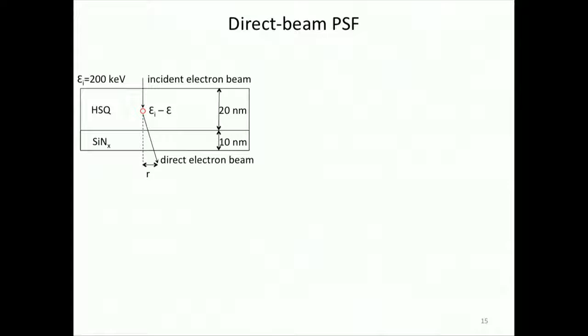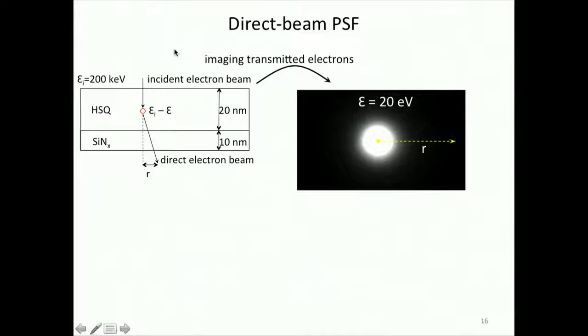To give you an example of our measurements, here is again our system: HSQ, 20 nanometers thick, silicon nitride, 10 nanometers thick, and you have the incident electron coming here and being scattered, a deflection of the electron by a distance r and energy loss epsilon. Basically, I image the spot size of the electrons after they went through the sample, so imaging transmitted electrons. Here you see what the electron looks like after these electrons lost 20 eV.